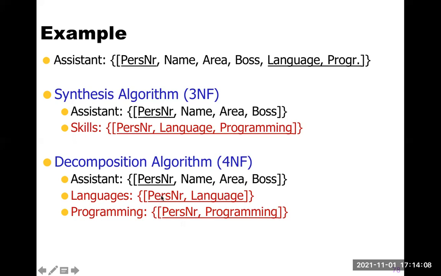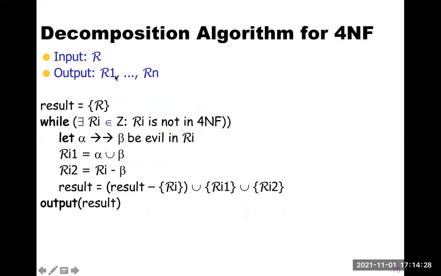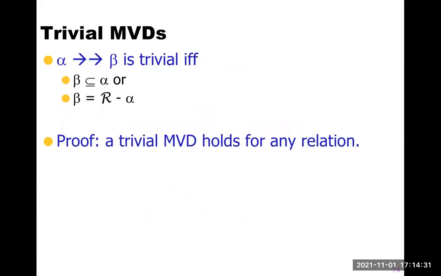And if we check functional dependencies now, then we have a table with person and language. Let's look at the normal form. Alpha to beta is trivial, as alpha is the person number and beta is language. Let's check what's trivial. First situation: beta is a subset of alpha. That's not the case. And beta is all the other columns but alpha. That's the case. So alpha is person number and beta is language, and nothing else in our table.